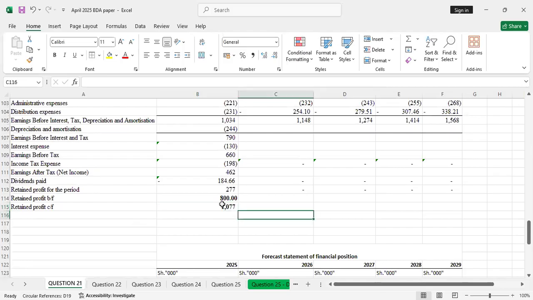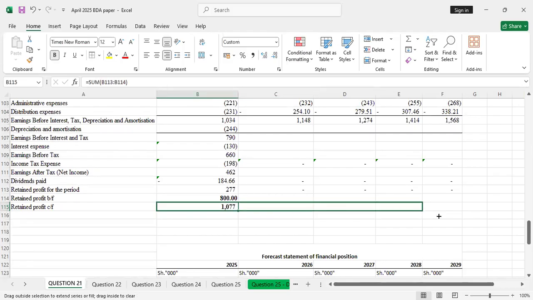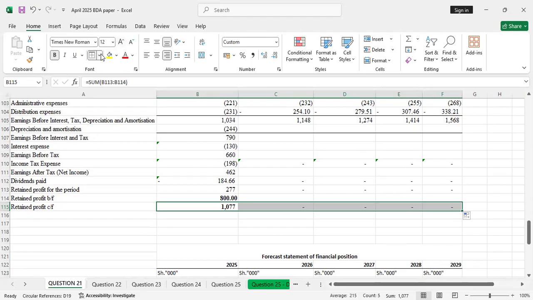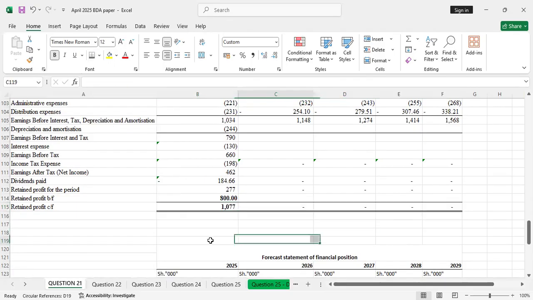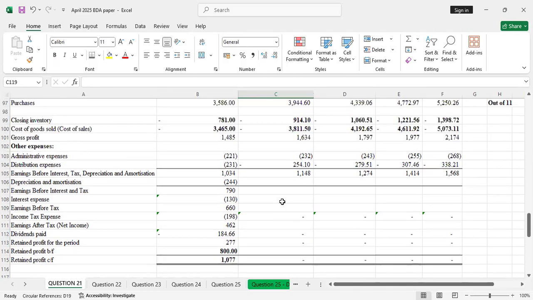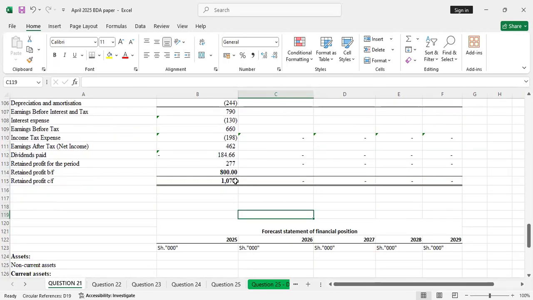I'll drag that so that it copies the formula. I'll drag it all through. And I'll create a top border, then create a bottom double border that way. So I'm done with the analysis of 2025.